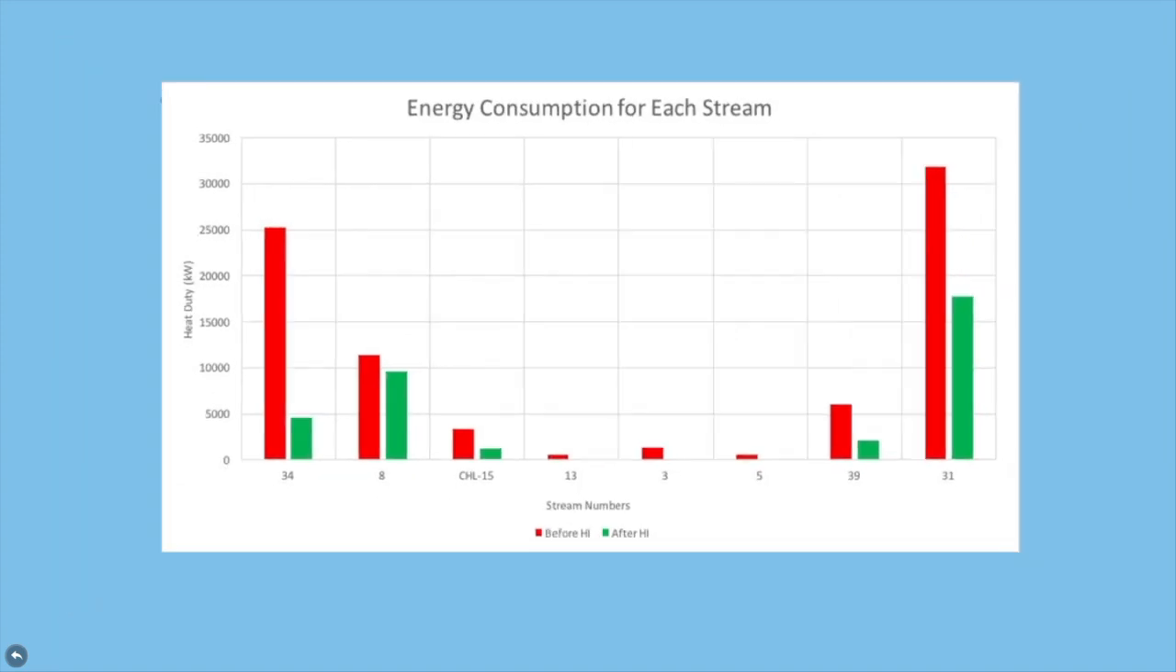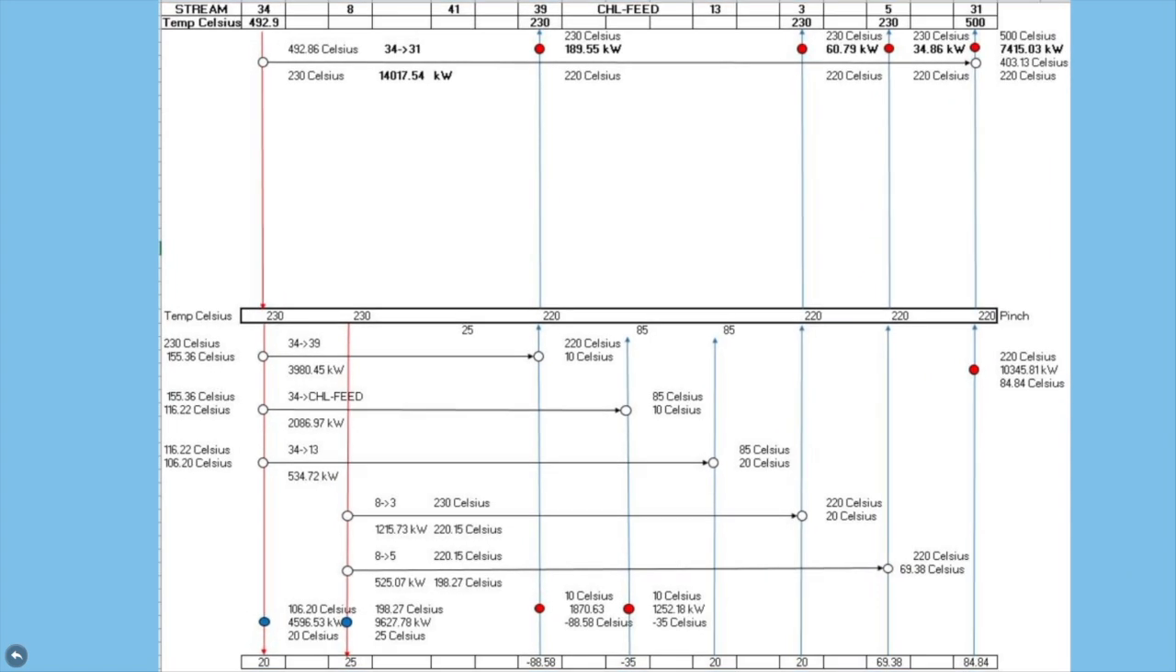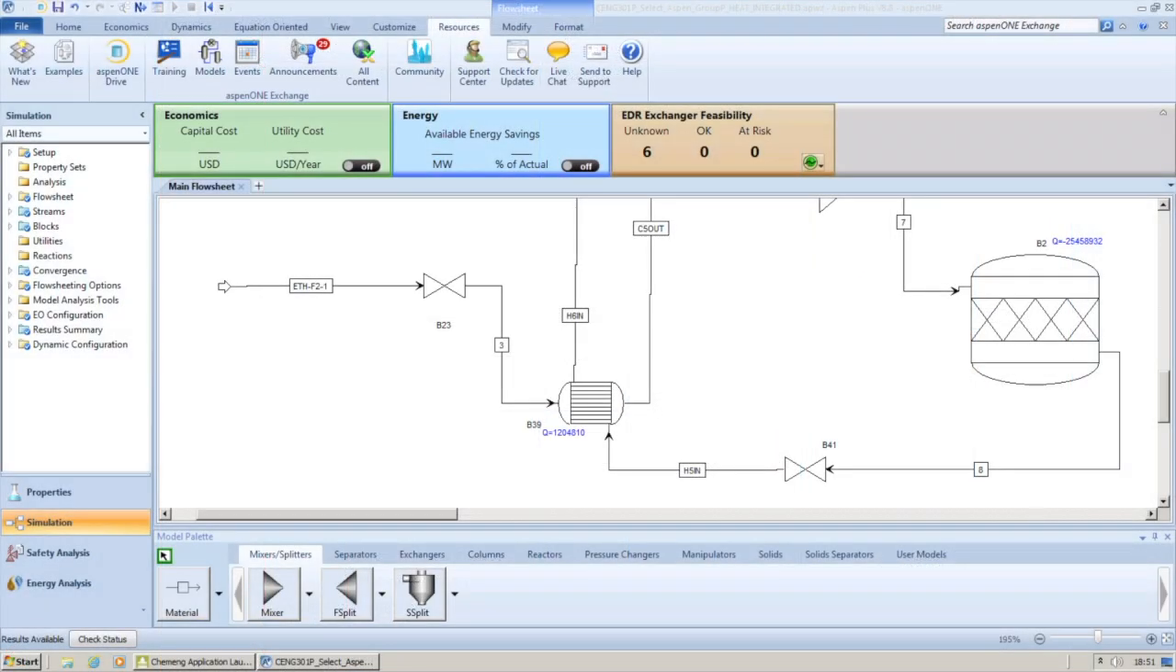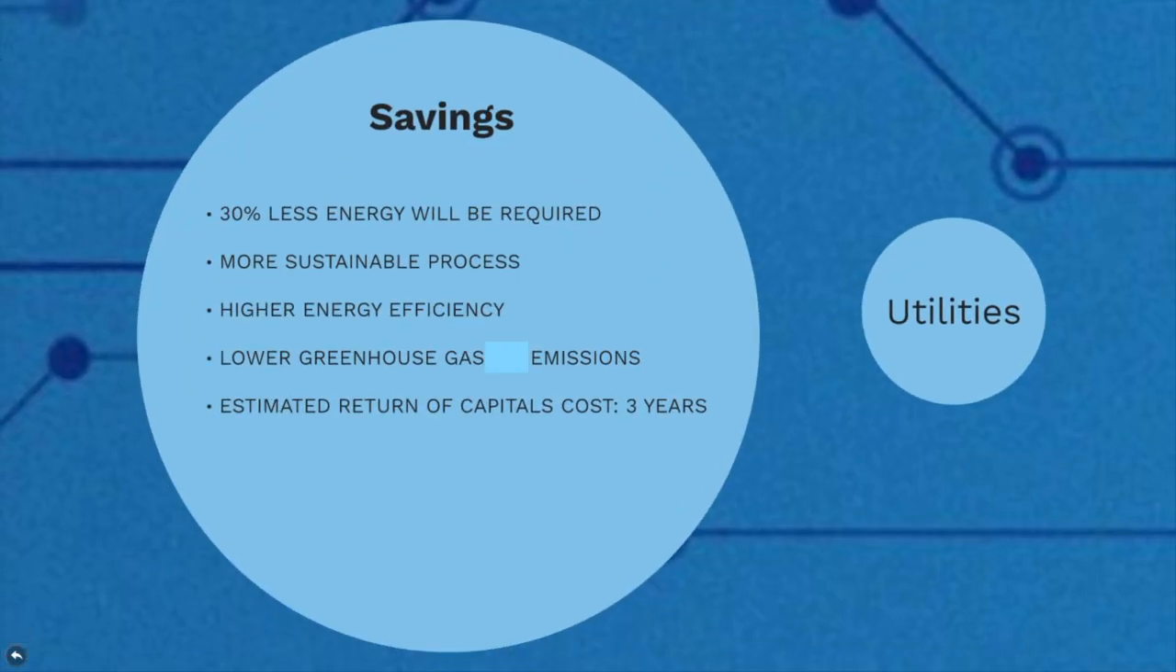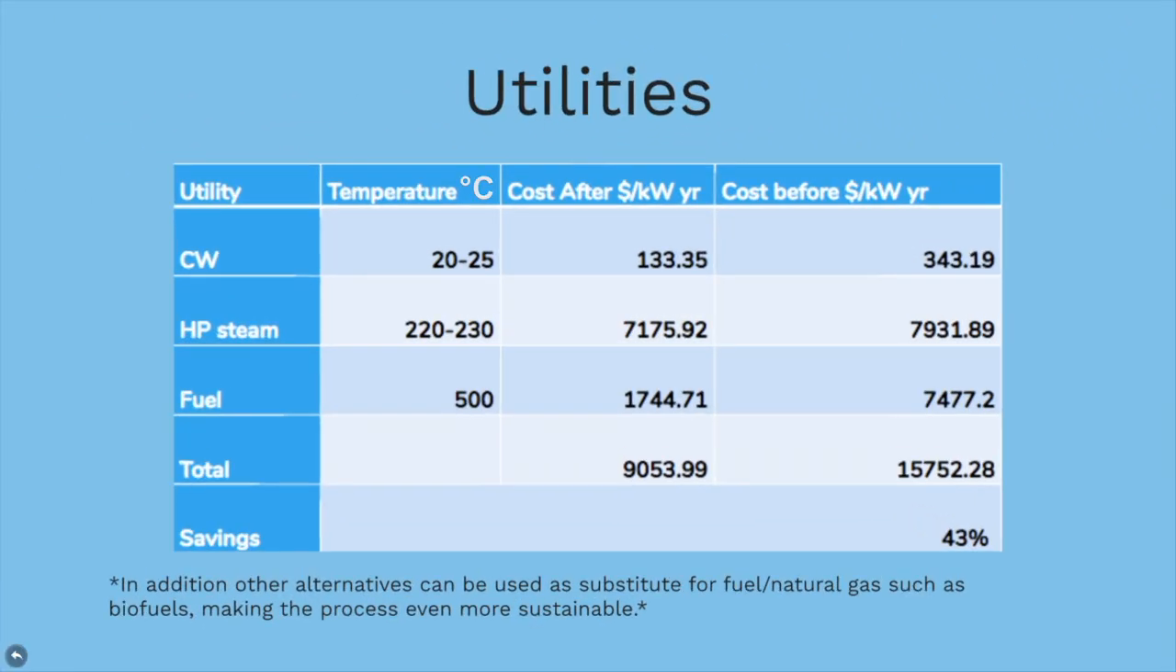From the pinch analysis, we can construct a heat exchanger network. This can then be implemented on Aspen. The hot stream from the reactor enters the heat exchanger. This is to heat up the cold stream entering the heat exchanger. This in turn leads to an overall reduction in the energy consumption of the utilities. In terms of savings, the process requires 30% less energy and the payback period is 3 years, making it sustainable. As for the utilities, cold water, hot water, high pressure steam and fuel or natural gas were used to reach the target temperature. The total savings on the fuels were estimated to be 43%.